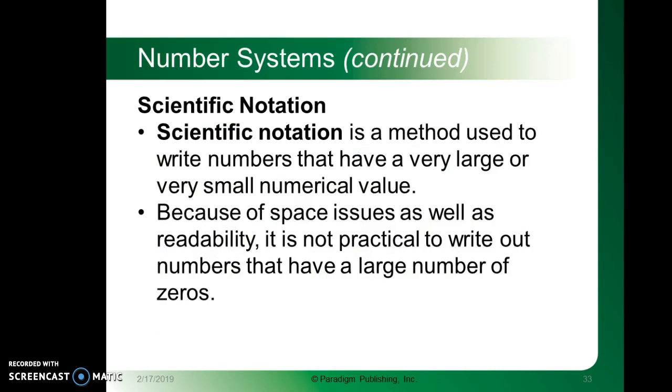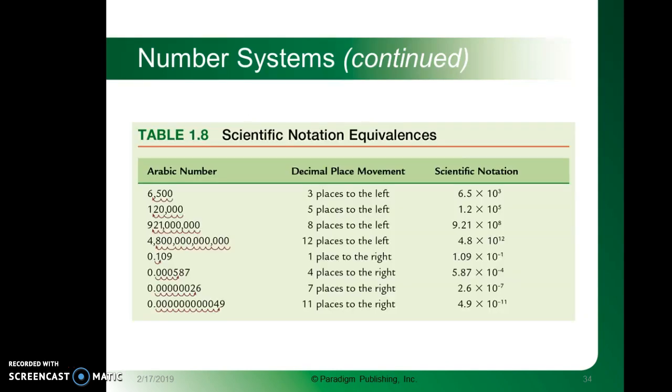Scientific notation. Scientific notation is a method used to write numbers that have very large or very small numerical values. Because of space issues as well as readability, it is not practical to write out numbers that have a large number of zeros. In this case, 6,500 doesn't have a large number of zeros, but we can set it up in scientific notation.